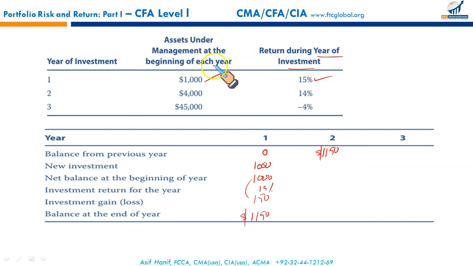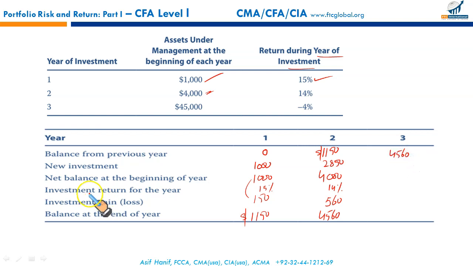Now what is the asset under management at the beginning of each year? That is 4,000. So if 4,000 represents the balance at the beginning of the year, that would mean the additional investment would be the difference between this and this. That would be $2,850, right? So the return generated during the period was 14%, and 14% of 4,000 would be 560. So what will be the balance at the end? 560 plus 4,000, that will be 4,560. This would be the balance from the previous period.